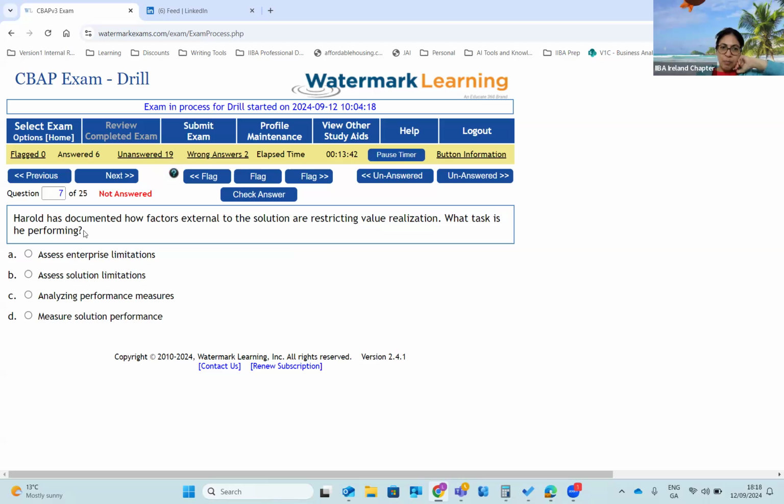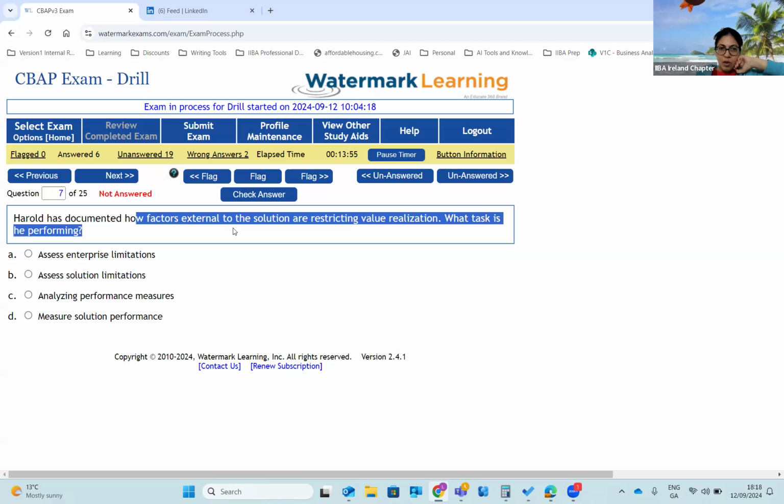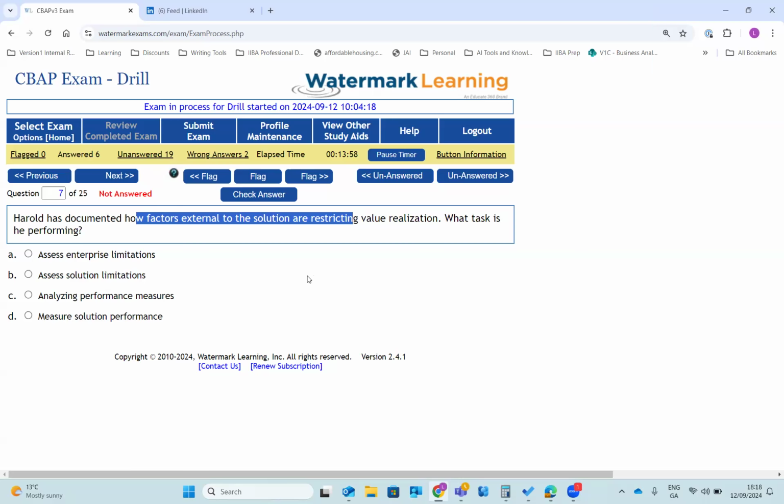Okay. Let's move forward. Harold has documented how factors external to the solution are restricting value realization. What task is he performing? Assess enterprise limitations, assess solution limitations, analyzing performance measures, measure solution performance. All factors external to the solution are restricting the value. Assess enterprise limitation.